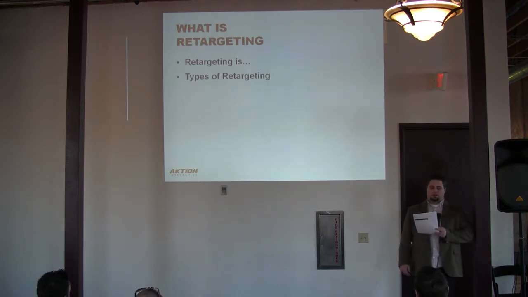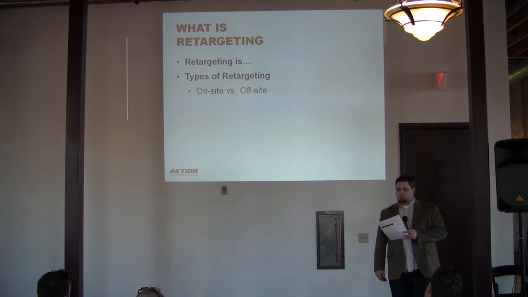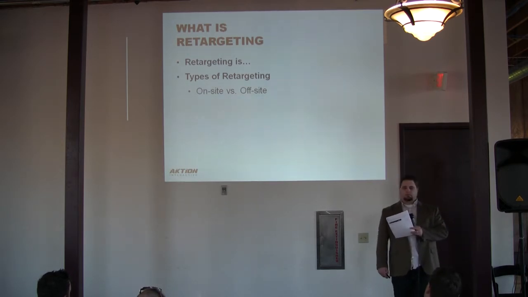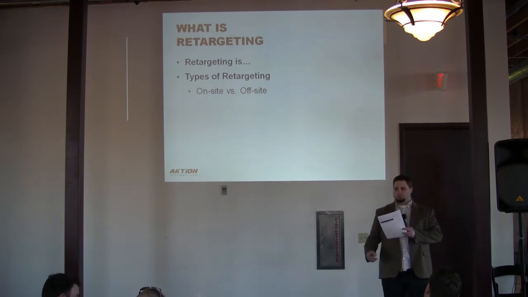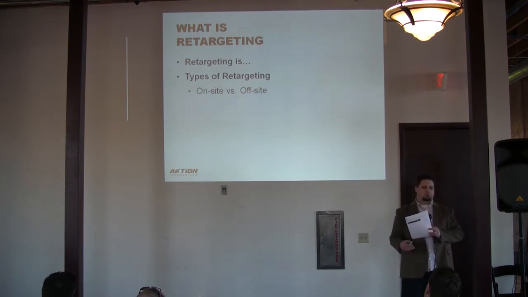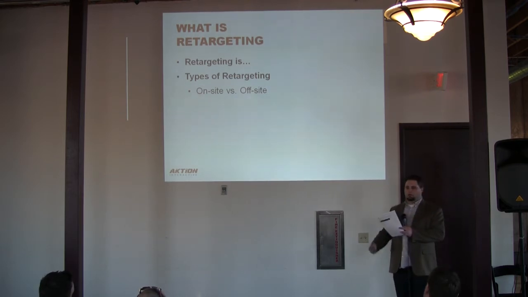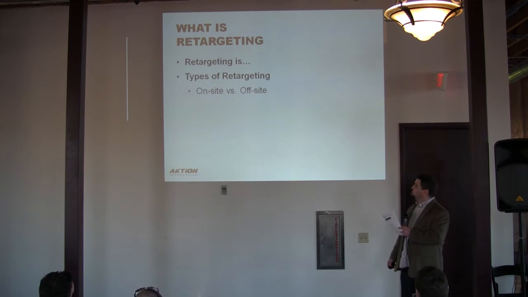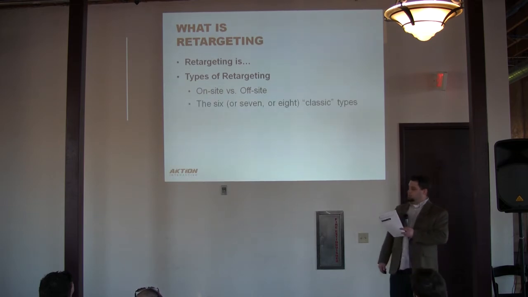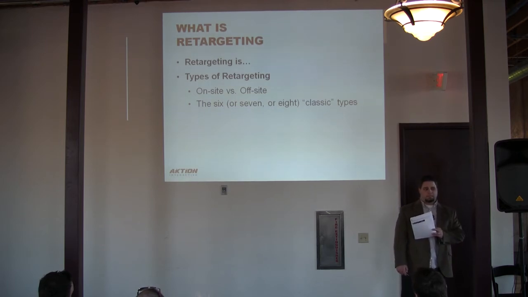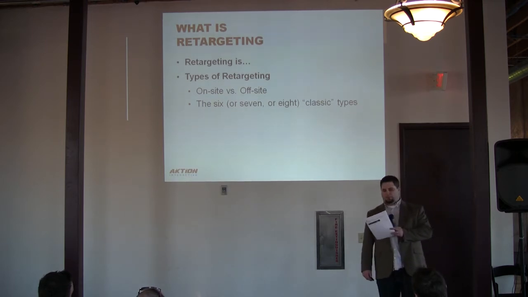So, different types of retargeting. From a high level, it kind of breaks down into on-site versus off-site. So you can retarget somebody based on something that they have actually done on your site, or you can do it based on stuff that they've done on other sites like Google or pretty much any site, actually. Depending on how you want to look at it, there's 6 or 7 or 8 kinds of types of retargeting.